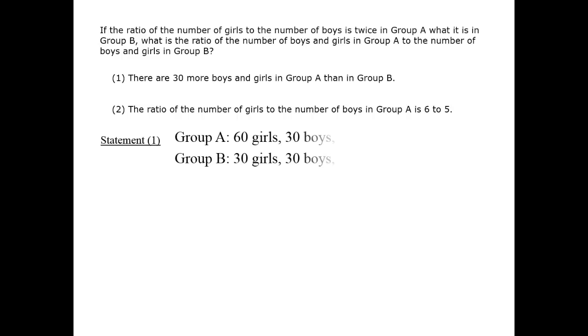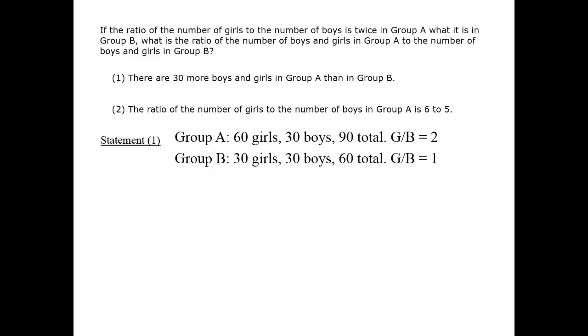One possible case is the following. Notice that the GB ratio in A is twice that of B. Also, the total in A is 30 more than B. Therefore, the main condition of the question and statement 1 have been met. This is a legal case.